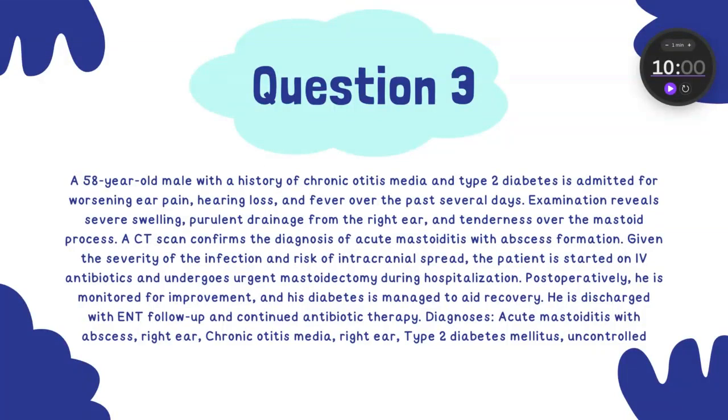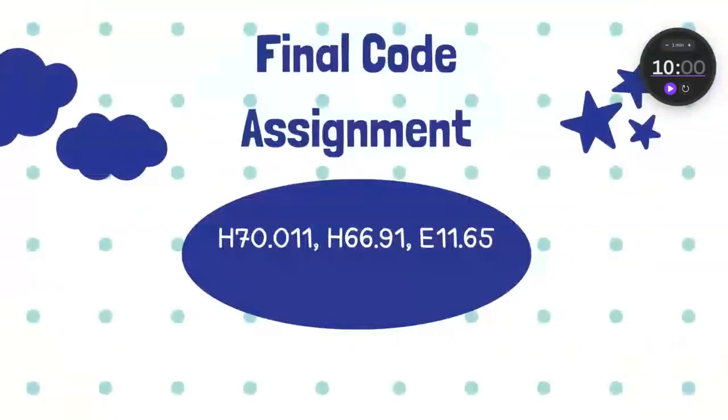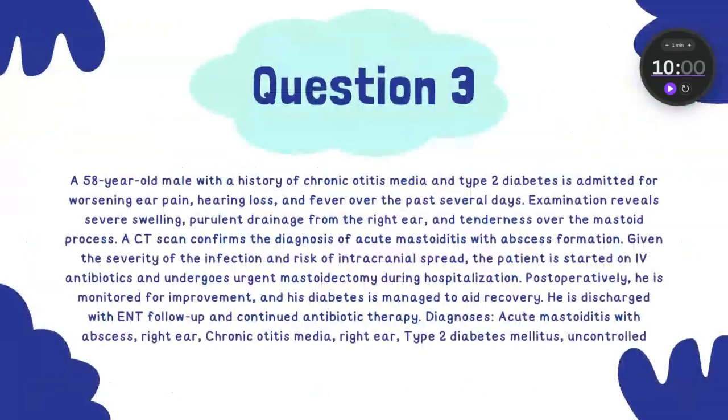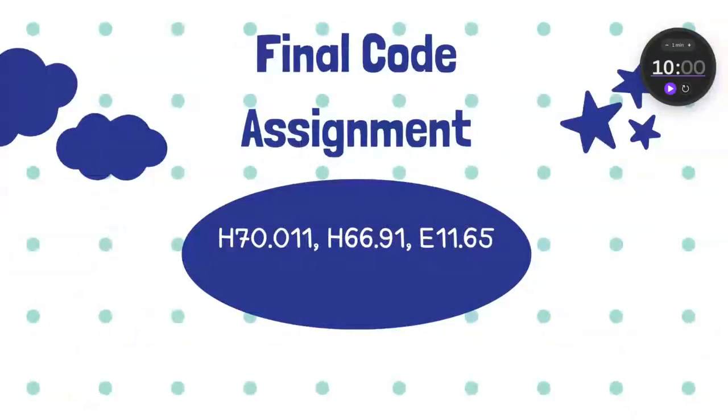All right, anything else with this one? Okay, so if you have something else, please go ahead and put it in the chat. So far we have H66.3x1 for the suppurative otitis media. We have H70.001 for the acute mastoiditis. And then at the end of the note, the statement says type 2 diabetes uncontrolled. Uh-oh, abscess formation. Okay, let me go back.